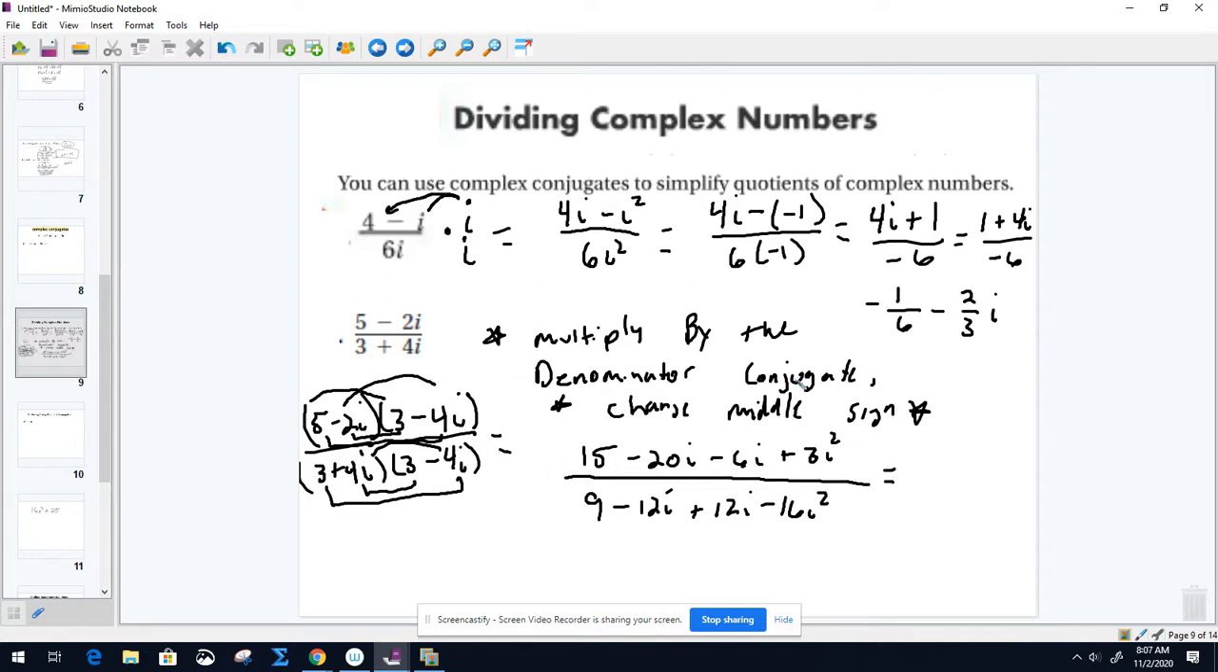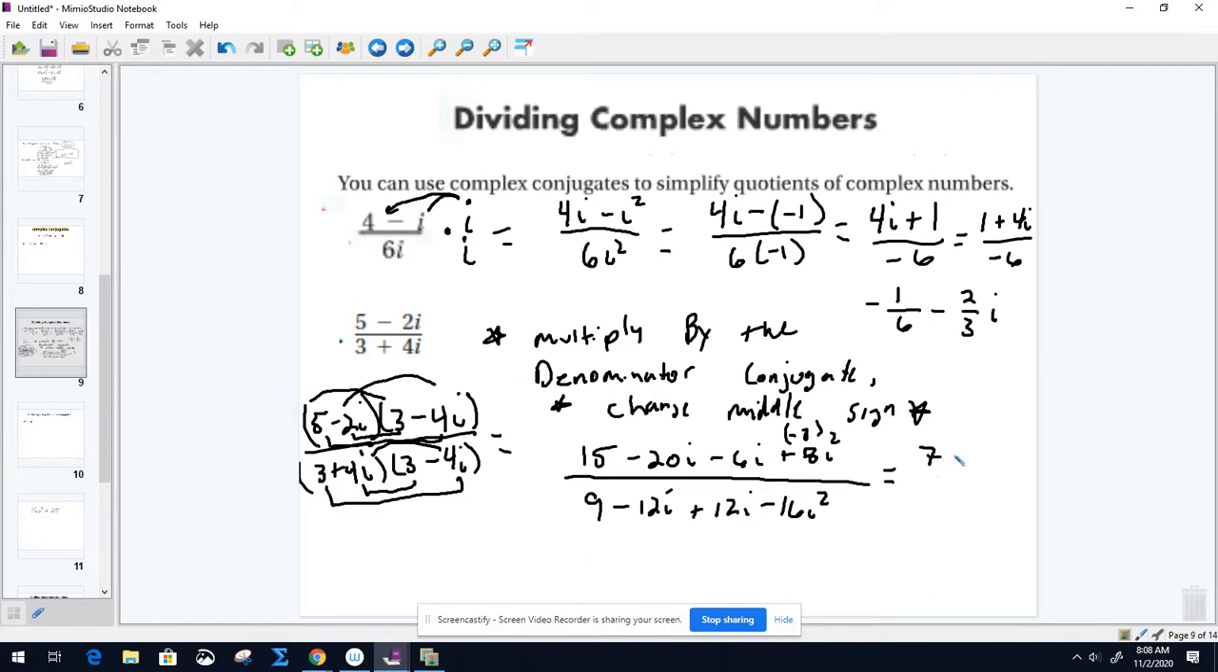On the top, I do what I did with multiplying. I'm just going to go ahead and combine like terms. I've got a 15. Remember what happens when I have an i squared? This is going to turn to a -8. So I'm going to kind of do two things at once. 15 and then a -8. Where'd the -8 come from? I replaced this i squared with a -1. So 15 minus 8 is 7.